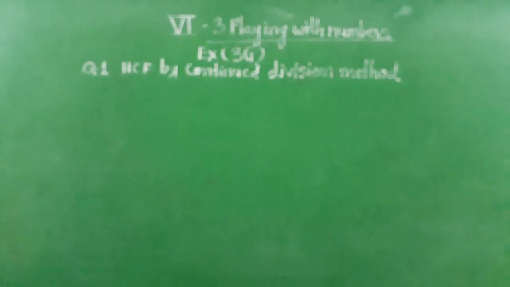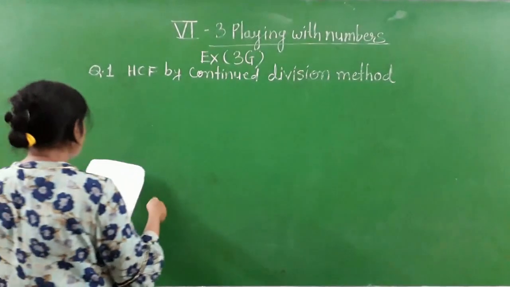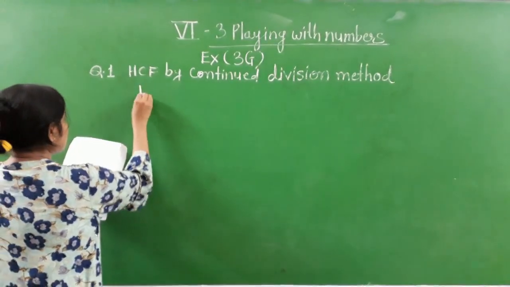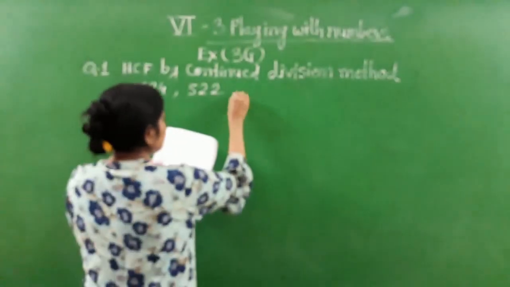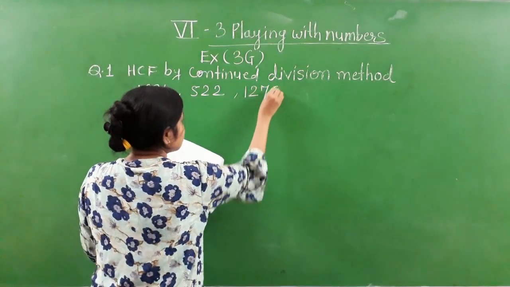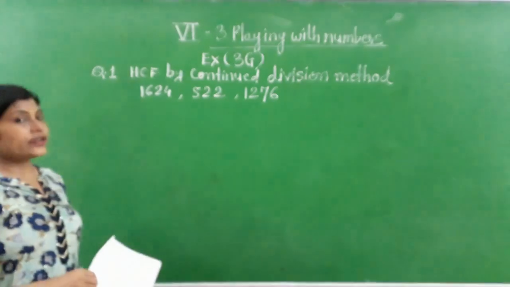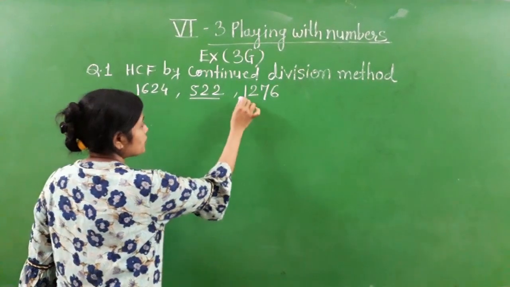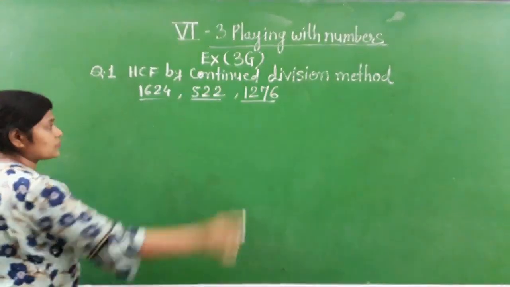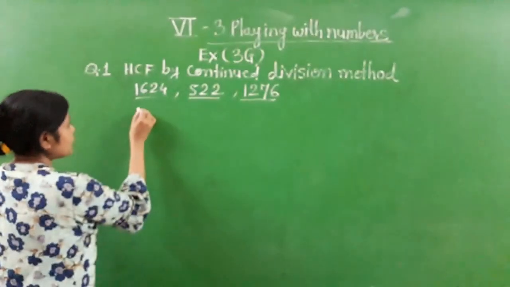So let's see. Now let's see, the numbers are 1624, 5222, then 1276. These 3 numbers are there. Okay. So in such a condition, what we'll take first, we'll see which is the smallest number. This is the smallest one, and the next one, and the last is this one. Okay. So what we'll do first, we'll divide this and this. Okay. So we'll write it here.